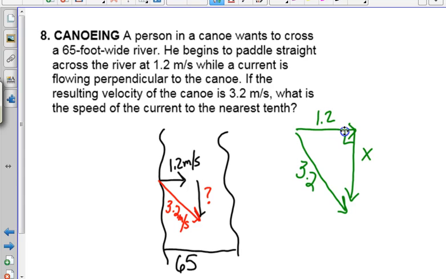Did anybody get 3? It's 2.966, so 3 meters per second. One more? Yes? Which one? 9?